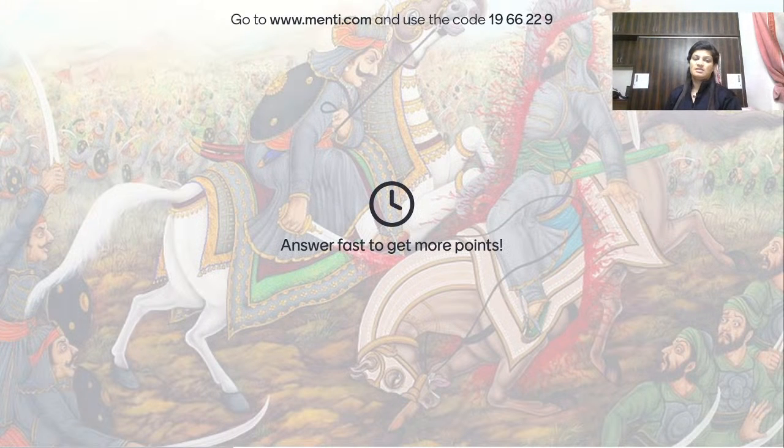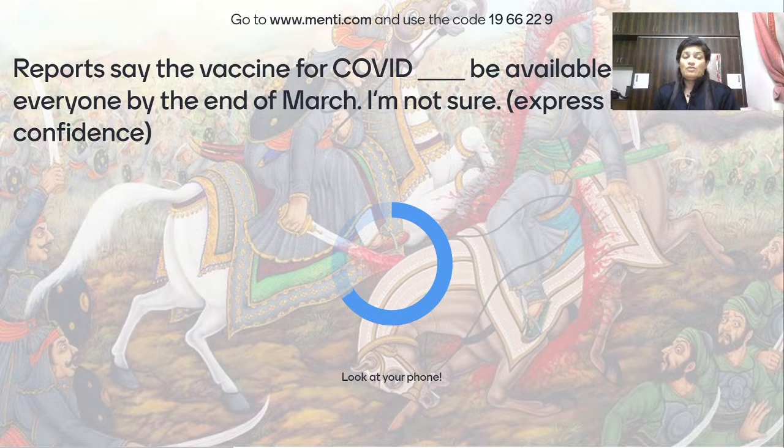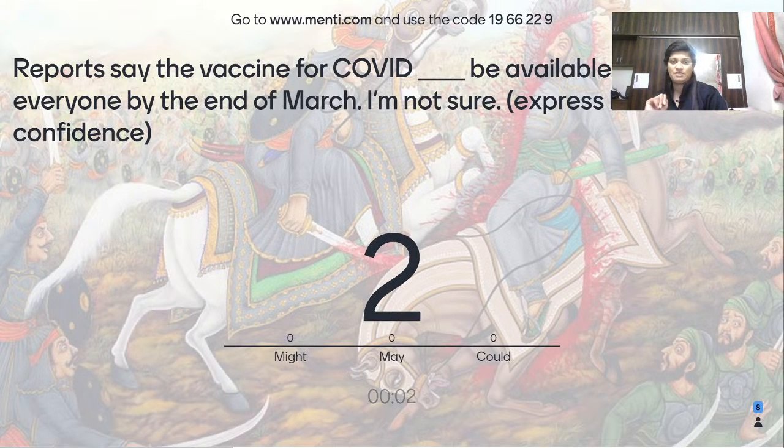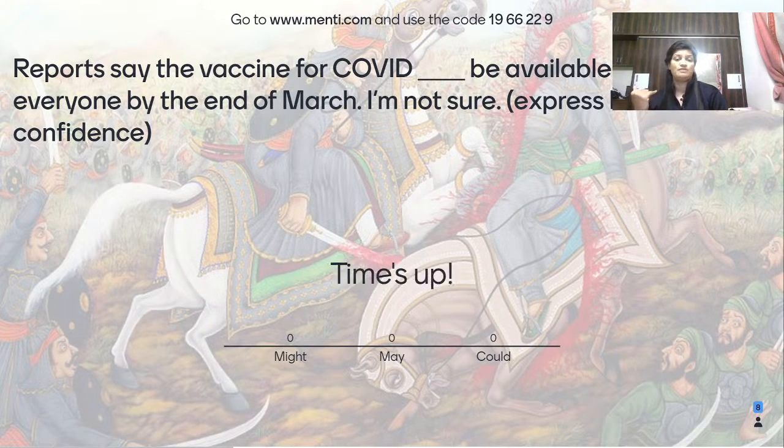Question number 8. Take a look. Reports say the vaccine for COVID dash be available for everyone by the end of March. I'm not sure. Express less confidence. Between may and might, I told you something. One of the words expresses less confidence. Ignore could. Speak about may and might. Which one expresses less confidence?